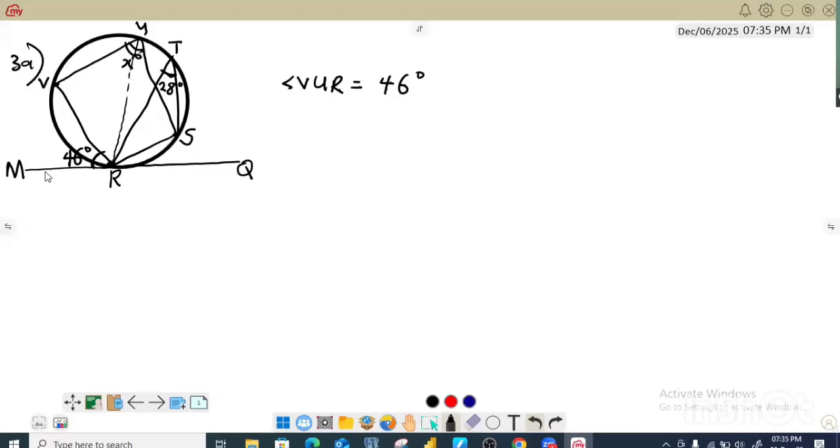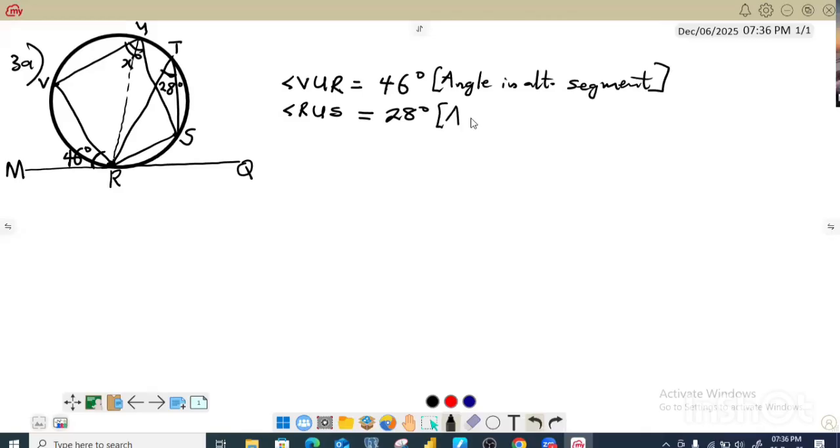Now, there's another one here. We can say angle RUS is equal to 28, angle in the same segment. Angle in alternate segments. Why is this one angle in the same segment? Angle in the same segment.